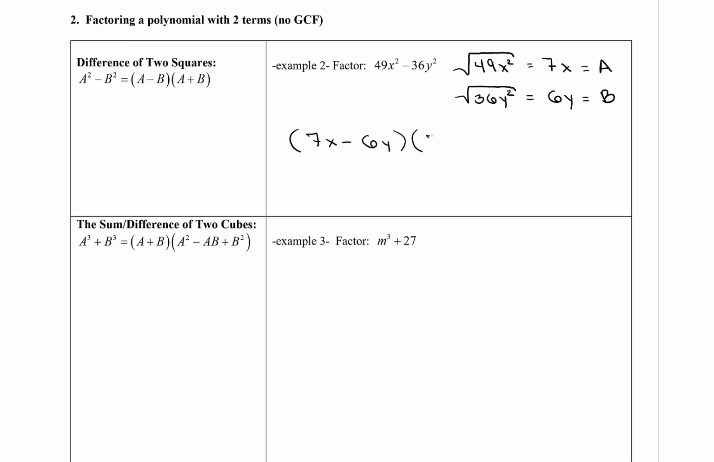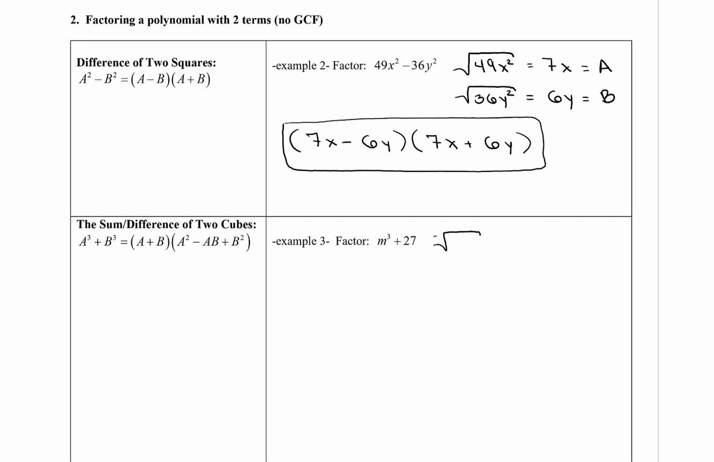The sum or difference of two cubes. So here first we have the sum of two cubes. We have a cubed plus b cubed is equal to the binomial a plus b times the trinomial a squared minus ab plus b squared. For example 3, we're going to factor m cubed plus 27. First I need to make sure that these actually are perfect cubes.